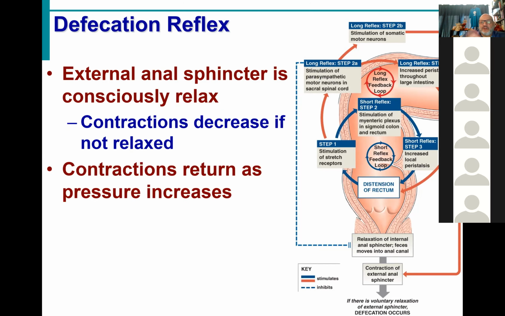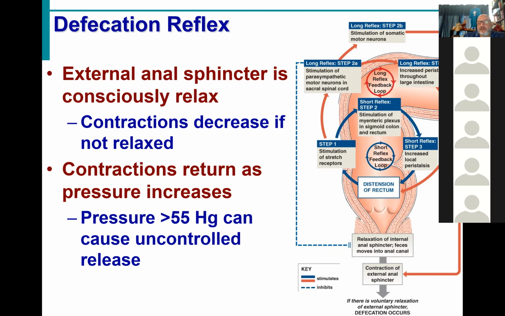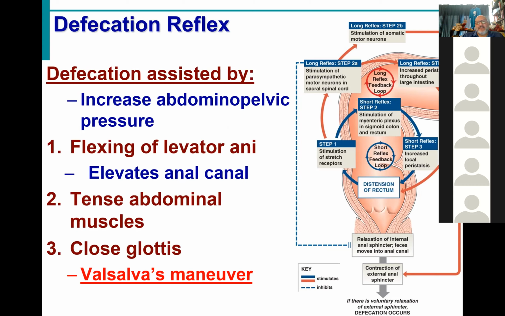If we don't relax that external sphincter, habituation will occur, but the feces is still there. And we're going to get an increase in pressure and an increase in the contraction, and the pressure becomes greater and greater. And remember, as we said, if the pressure gets high enough, like 55 millimeters of mercury, then it can actually force the external sphincter open, forcing defecation to occur, whether you want it to occur at that point in time or not. And then we also talked about ways to assist in that defecation process as well.